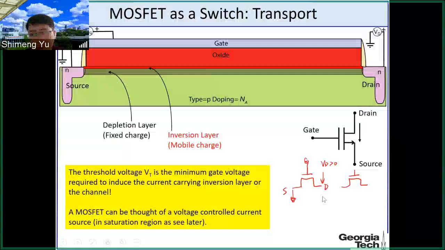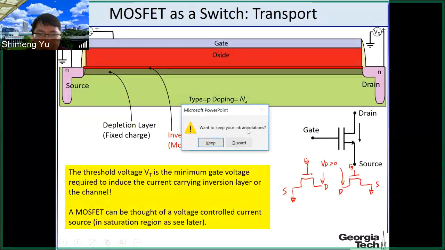But if you change the voltage you apply, you can apply the drain voltage to the left-hand side, right? So let's say you apply the drain voltage to the left-hand side, then the left-hand side becomes a drain, and then if you ground the right-hand side, then the right-hand side becomes a source. So the source and the drain can be changed depending on the voltage you apply. So any questions here?